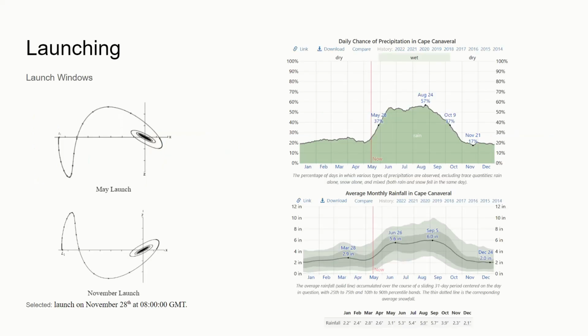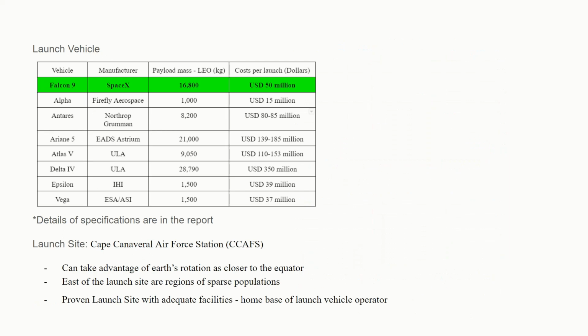For the launch windows, from literature, we found there are two launch windows, in around May and in around November, and we selected launch in November due to the low chance of precipitation and less average monthly rainfall in the launch site when compared with the month of May. For the launch vehicle, we analyzed a variety of launch vehicles. We finally chose Falcon 9 as it fulfills all the required DRO.